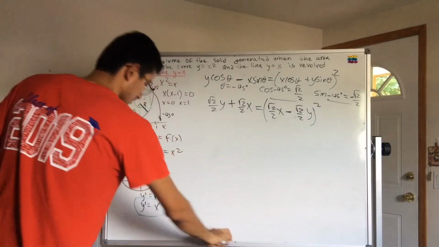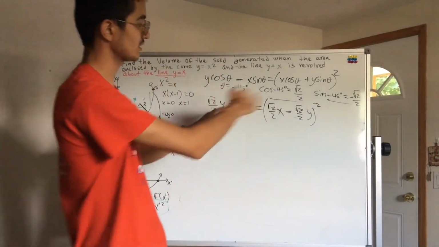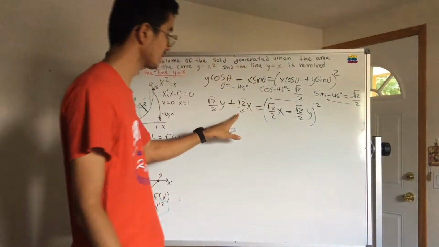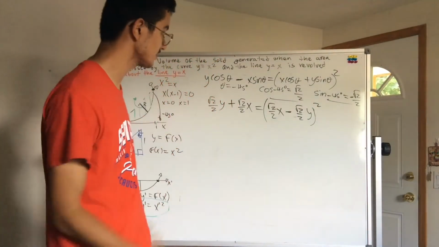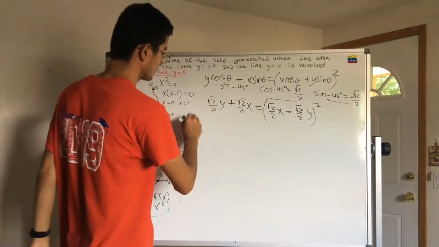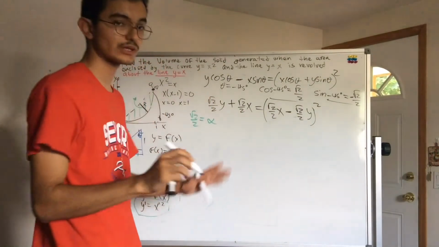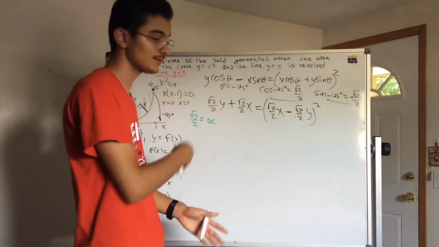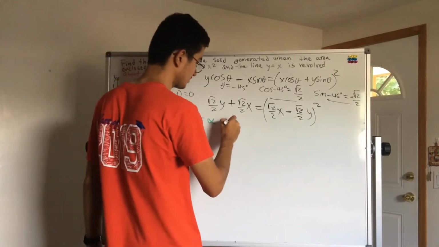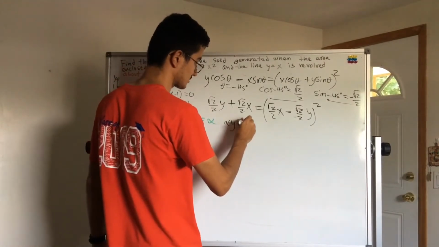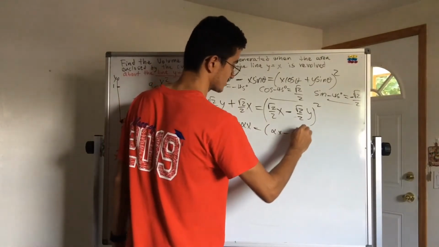Okay, so let's go ahead and simplify this. For now, what we could do to make things easier, and then we can substitute at the end, is let root 2 over 2 equal to some letter, just to make it easier for now. So let's say that root 2 over 2 is equal to alpha. Just for now. In the end, we're going to substitute alpha back in. So let's go ahead and substitute that in there. So alpha y plus alpha x is equal to alpha x minus alpha y, squared.